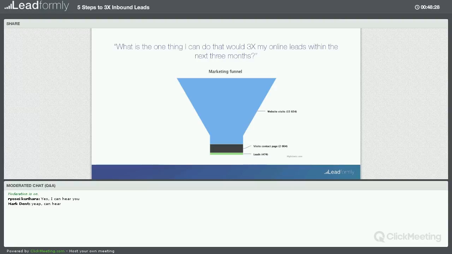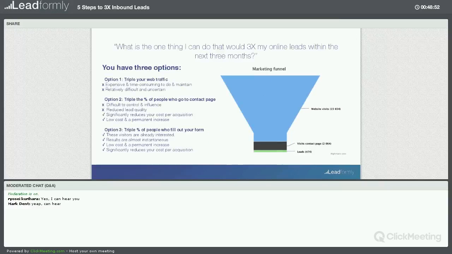Then we're going to have a sharp drop off of people actually going to either a product page or a contact page or request a demo, whatever it would be for your website. And then finally, there's another sharp drop off of people actually becoming a lead. So if you're to 3x your leads within the next 3 months, you need to pick a part of the funnel to focus on where you want to get 3 times as many people going through.